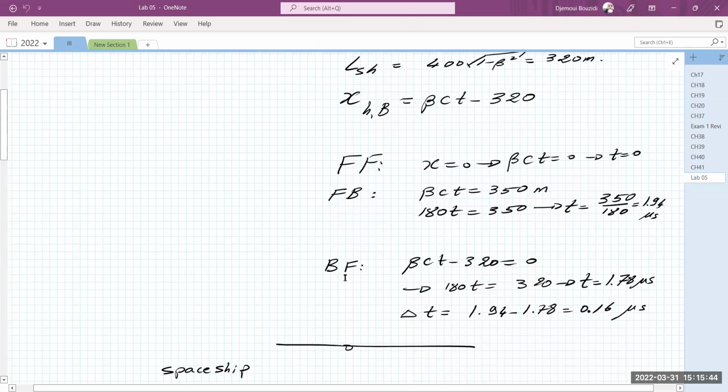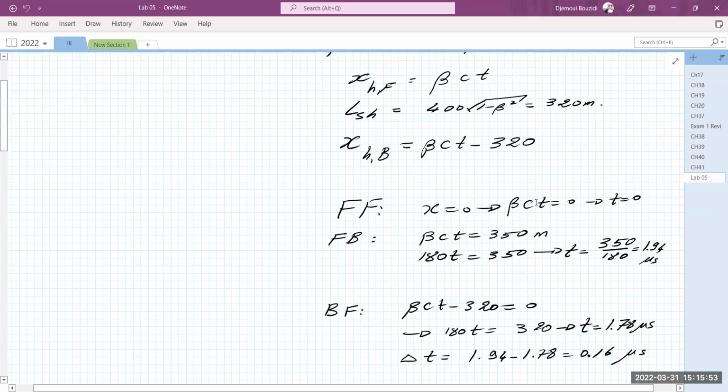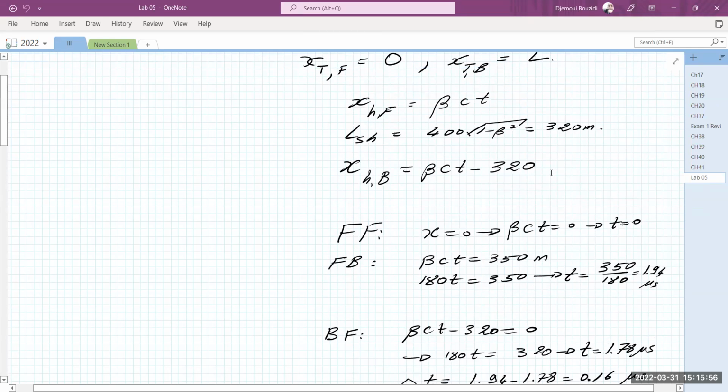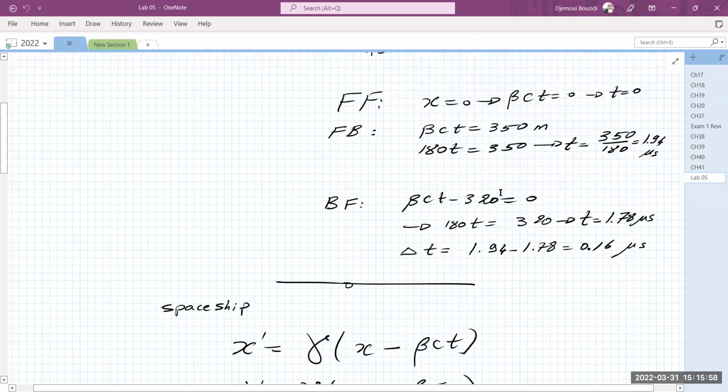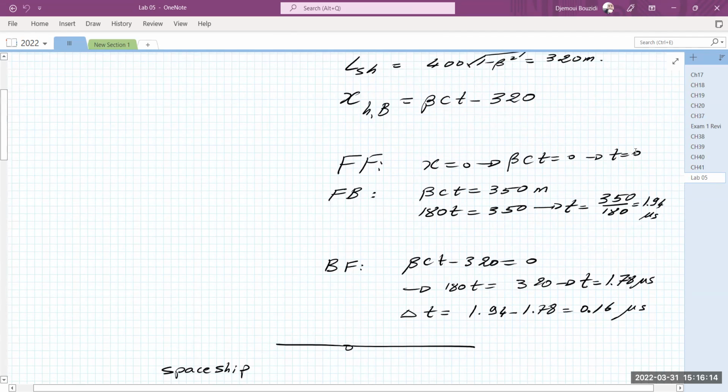And then the back passing by the front. Remember, the space station has a front and has a back. So when the back passes by the front, that means x is equal to 0, and this is the equation of the back for the ship. So all I have to do is plug in this equation and equate it to 0. That is when the coordinates of the back are equal to 0, which means the back has just crossed into the station. If I solve the equation here, I find this happens after 1.78 microseconds from the time when this whole thing starts.